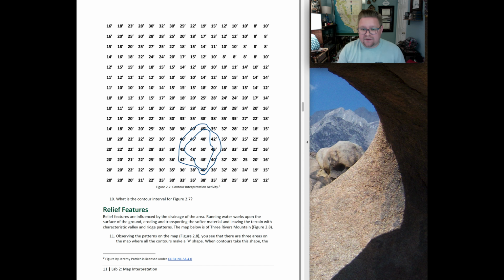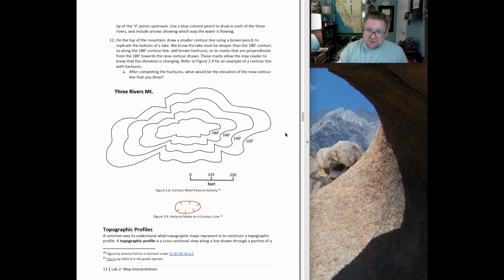Question 11 has you reference the next image, and it says, observing the patterns on the map, you see that there are 3 areas on the map where all the contours make a V shape. Well, when contours make a V shape, that implies to us that the tip of the V is actually pointing upstream. So it says to use a blue colored pencil to draw each of the 3 rivers and to include the arrow showing the direction in which the water is flowing.